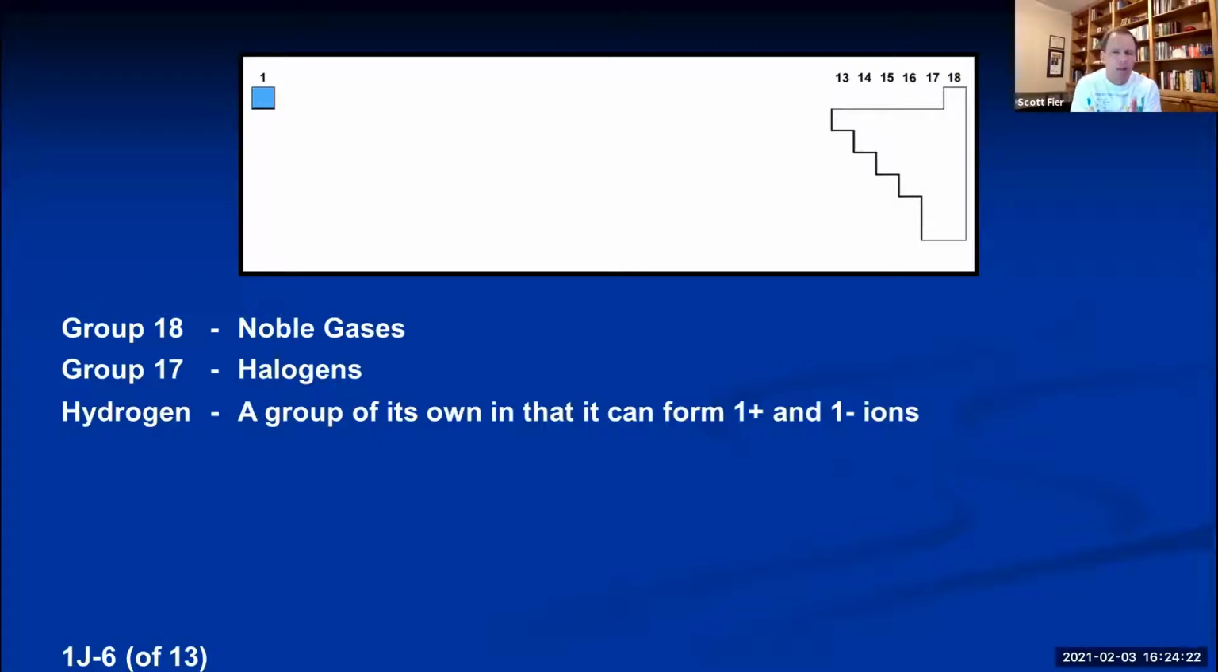And it's the only element on the periodic table that actually forms stable ions that are positive and negative. So that's really unique. It can lose its electron to be +1, or it can fill its 1s orbital with an electron and be -1. So it's a non-metal that's sort of unique.